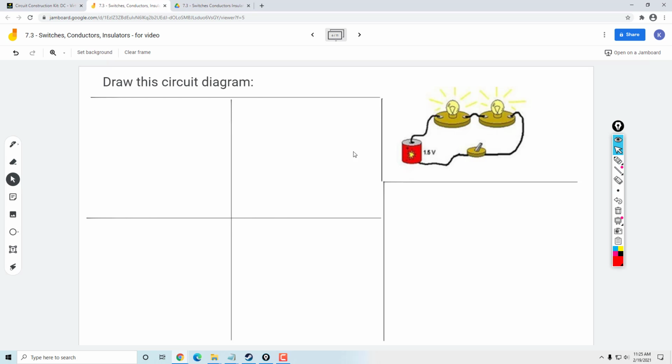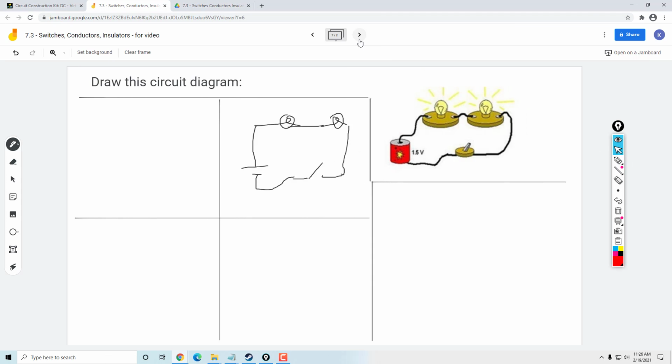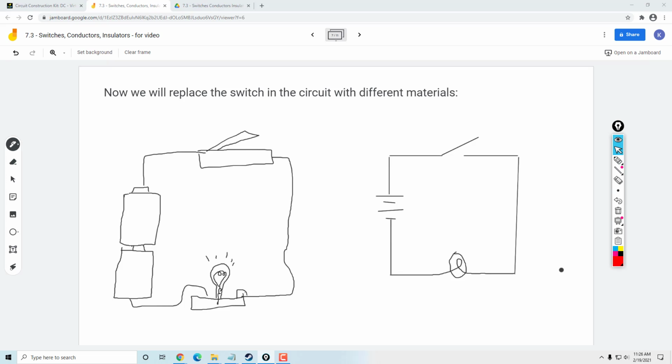One more example. Here we have 1 battery, 2 light bulbs, and 1 switch. Now we just connect them together. That's our circuit diagram. Okay. Now, instead of the switch, I'm going to replace the switch now. Get rid of the switch.